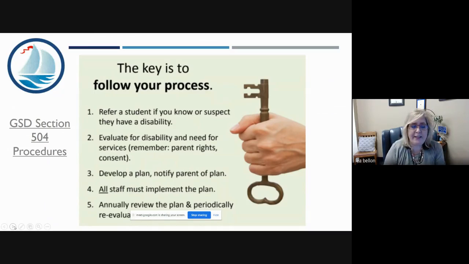On this screen here, you'll notice over to the left side, it says GSD Section 504 Procedures. When you get this PowerPoint, that's actually a link to the manual. So you have it online, as well as you will have another copy of it sent to you.